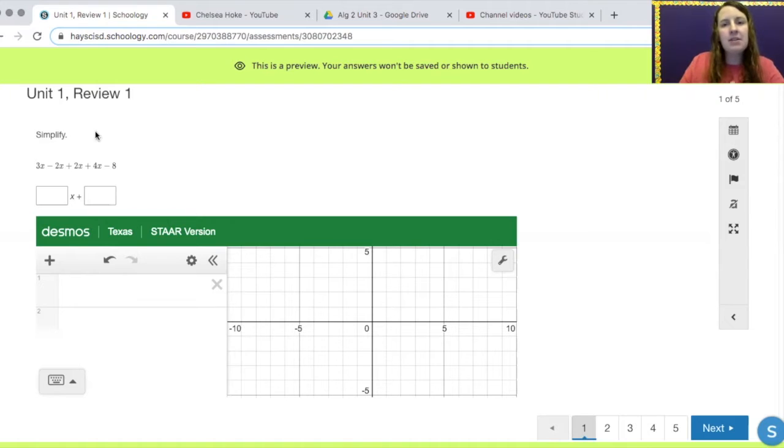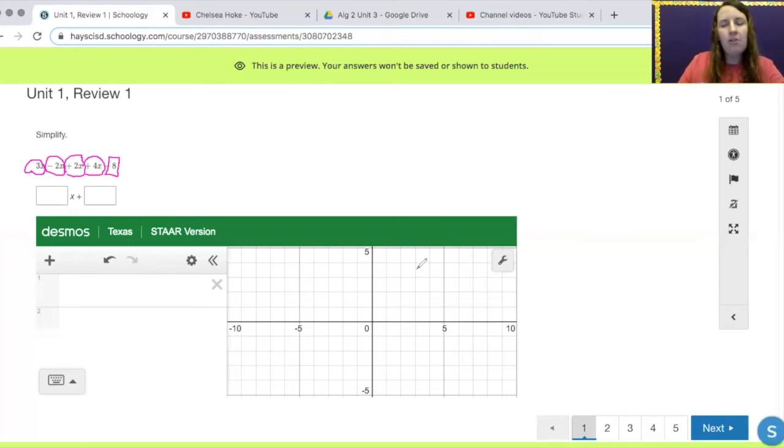That means that we need to distribute, we need to combine like terms, we need to make sure there's nothing else that can condense down to get this into its simplest form. So I'm going to go ahead and use my shapes. I'm going to start with a circle, circle all my x's. So I see a 3x, a negative 2x, a 2x, and a 4x. And then I see just a plain constant negative 8. So I'm going to put a square around that.